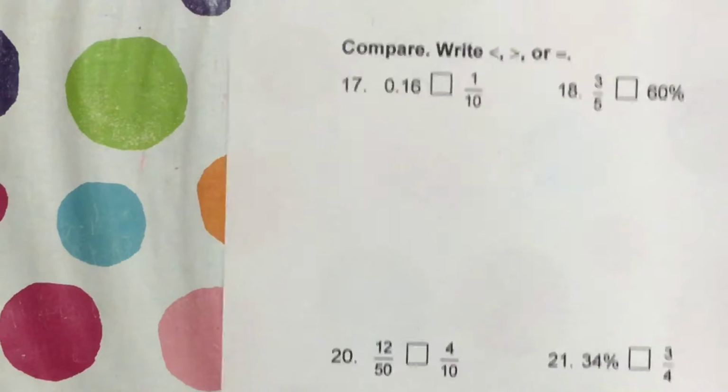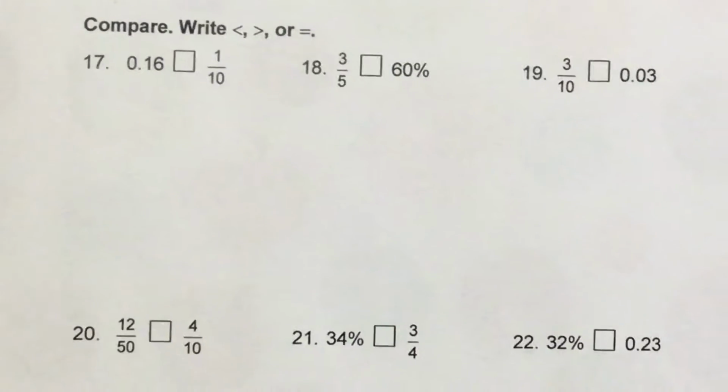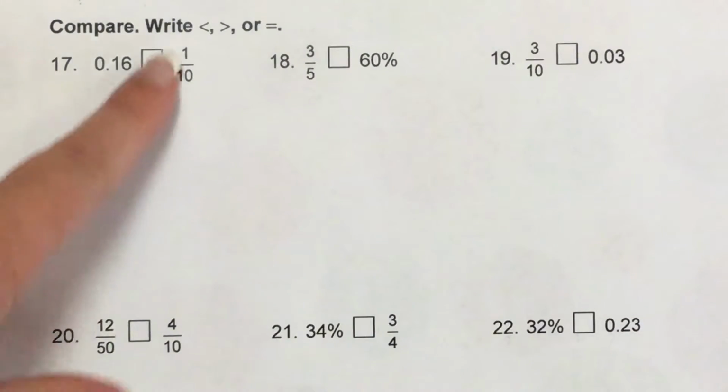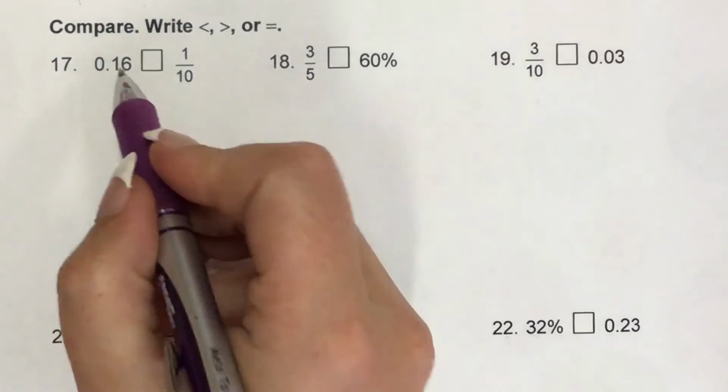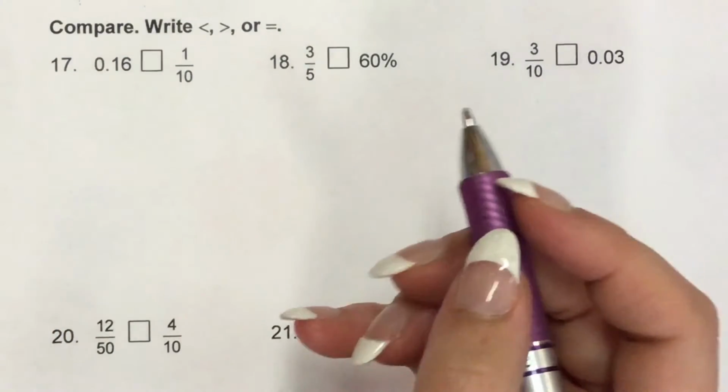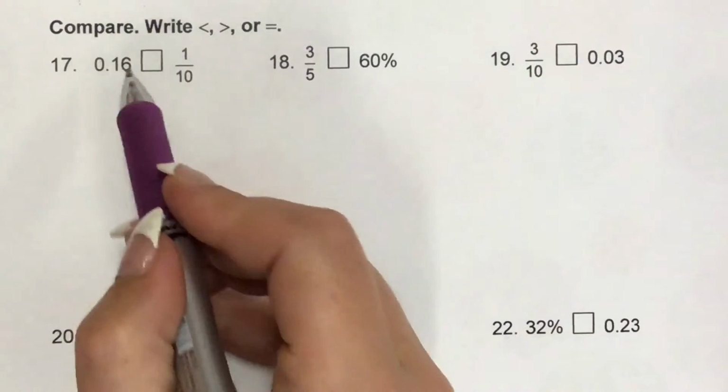Okay, so for these problems, what we're going to be doing is comparing these with the less than, greater than, or equal sign. I'm going to do a couple together, and then you're going to do some on your own. So what I want to do is change these to the same format. 0.16, I'm going to change them into decimal format.